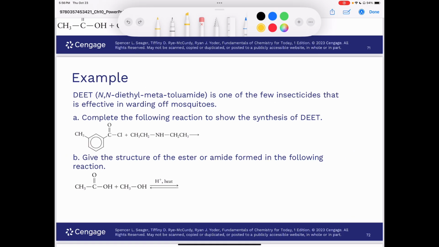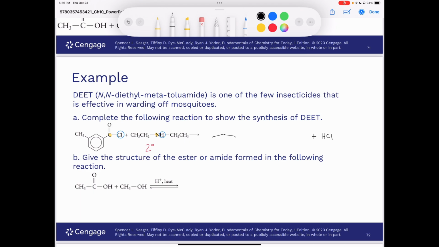Okay, so in A, we have an acid chloride, and we have our amine. So remember, the chlorine from the acid chloride and the hydrogen attached to the nitrogen, those are going to form HCl. So we can put plus HCl over here. So what we have to do to draw our amide is connect the carbonyl carbon with the nitrogen of our secondary amine. This is a secondary amine because the nitrogen is attached to two carbon-based groups, which are ethyl groups.